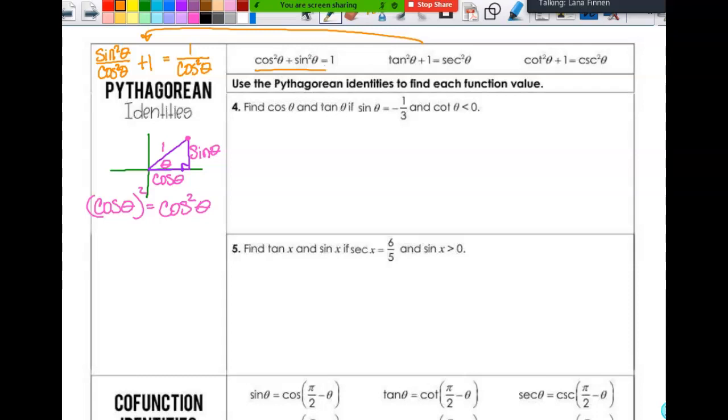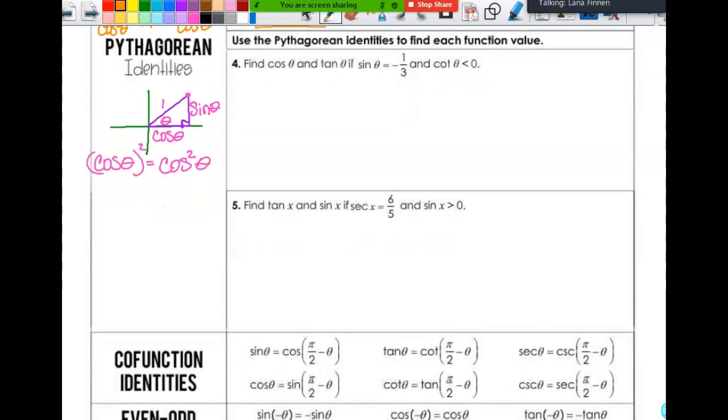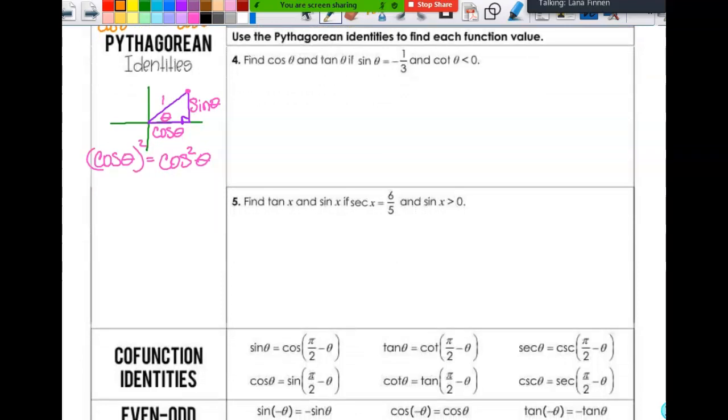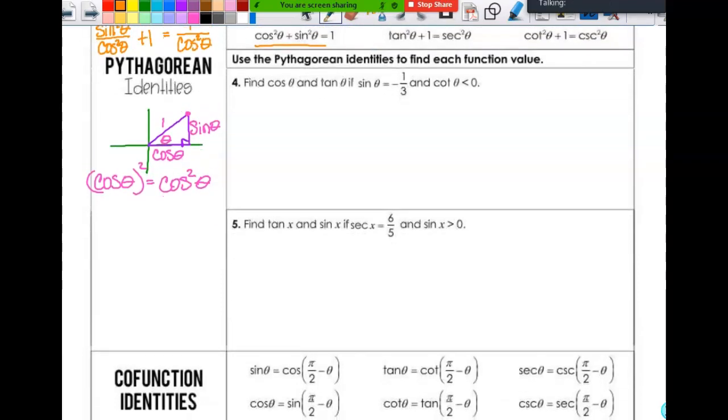Now what we're told is, use the Pythagorean identities to find each function value. So I want to find cosine and tangent if sine theta is negative 1/3 and cotangent is less than 0. Before I jump in and start doing anything, I have to think about my quadrants. This is the part that gets skipped a lot, and you can't skip this.